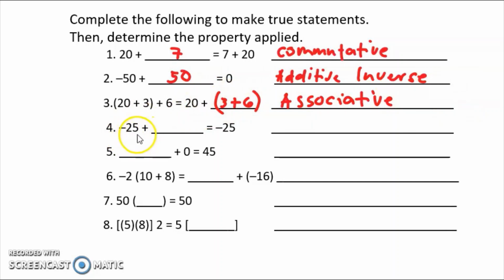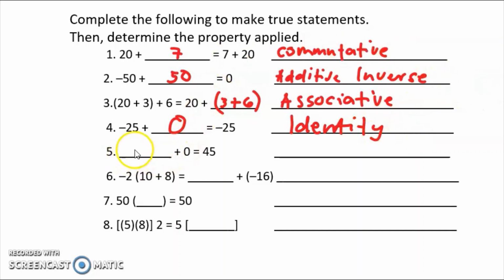How about here? Negative 25 plus blank equals to negative 25. Ano daw yung i-add ko kay negative 25 so that ang answer pa rin ay negative 25? Ano sa tingin nyo? Okay? Correct. That's 0. Kasi ang lumabas, yung identity niya rin, di ba? Okay, negative 25, nag-add nga ng 0. Siyempre, negative 25 pa rin yung magiging sagot. So, ang sagot dyan ay identity property of addition.